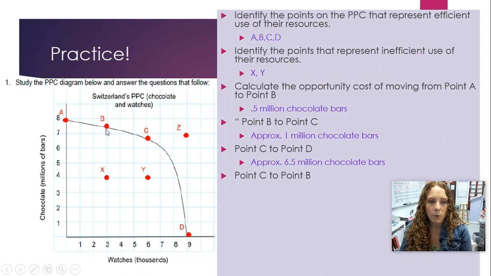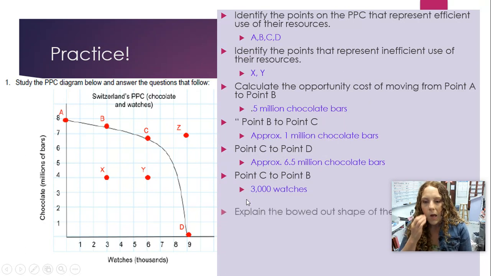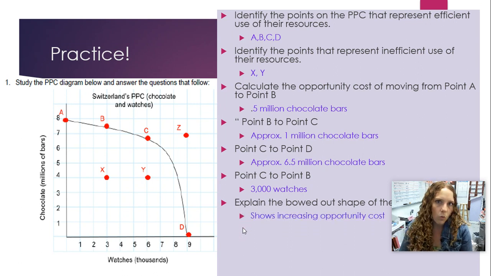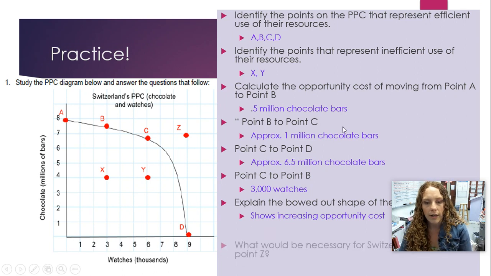Now let's go backwards, point C to point B. That means we're going to produce more chocolate bars. Okay, well, the opportunity cost there, I can produce 6,000 watches here. I can only produce 3,000 here, so it would be 3,000 watches. Okay, now explaining the bowed out shape of the PPC. Again, that is showing the increasing opportunity costs and how the more we produce of one thing, the more we have to give up of another, again, because not all resources are created equal.